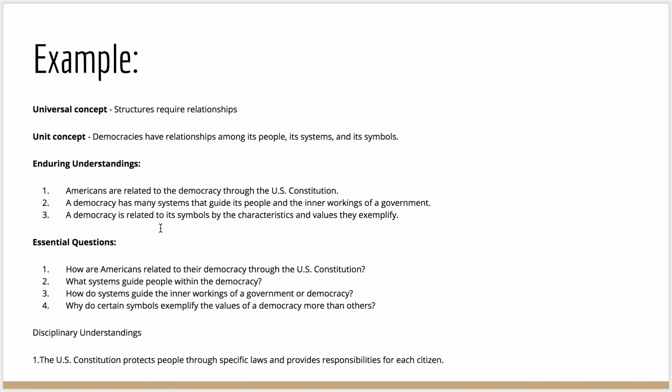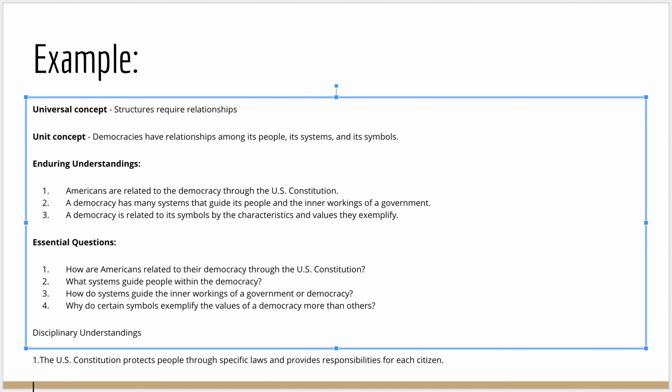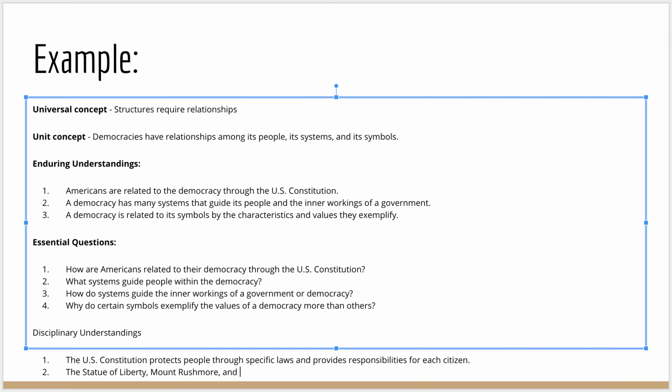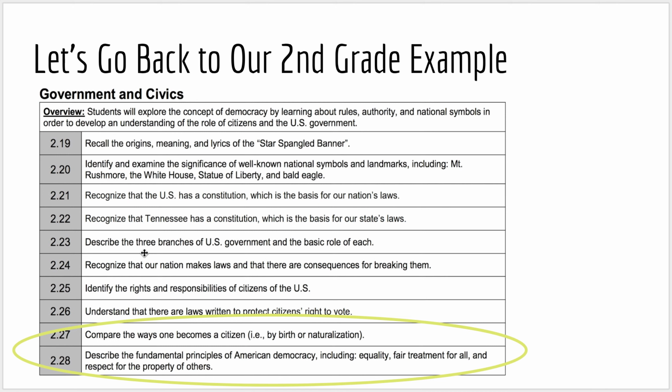So the only other part that I haven't included in the understandings and questions is this idea of symbols. Let's think about what these symbols may be. I'm going to get specific, and I'm going to say the Statue of Liberty, Mount Rushmore, and let's see what the other examples are. Mount Rushmore, White House, Bald Eagle. I'm going to include all of those in this example of the disciplinary understandings.